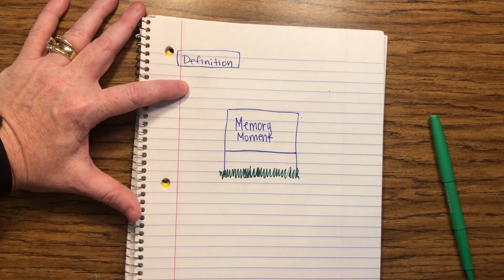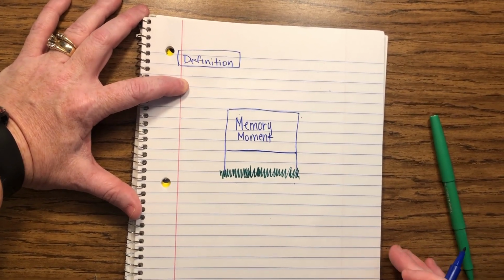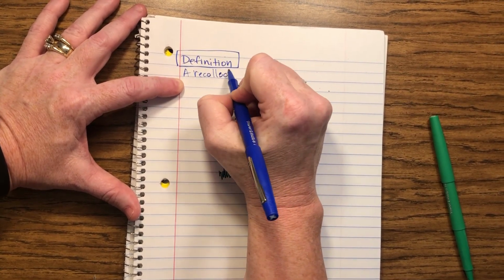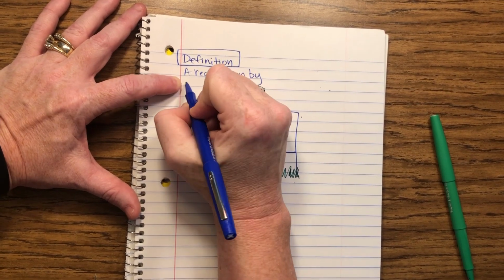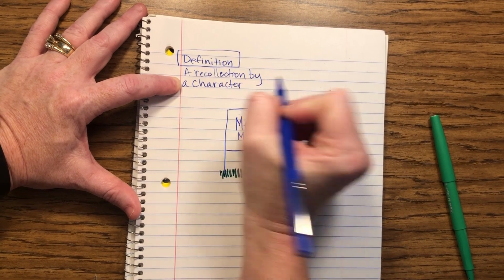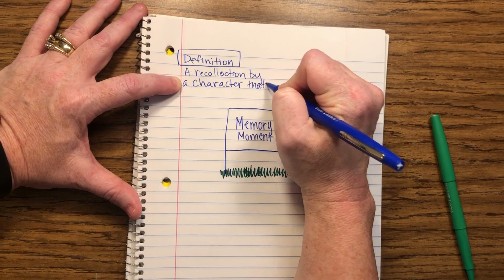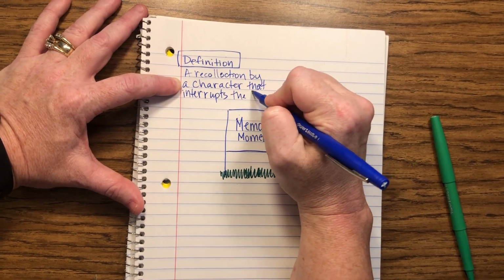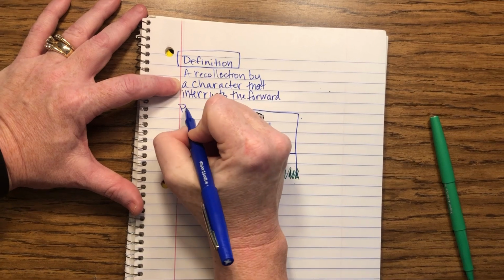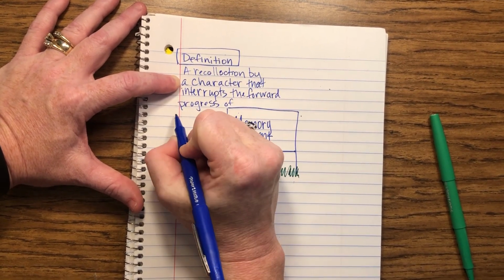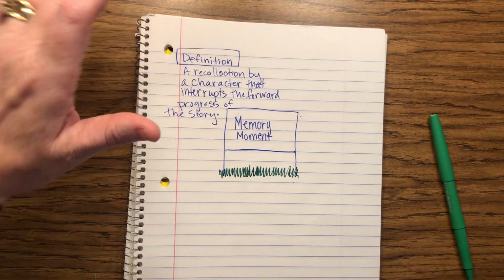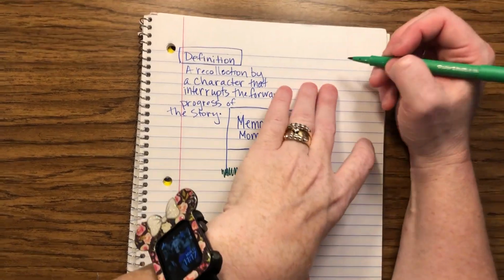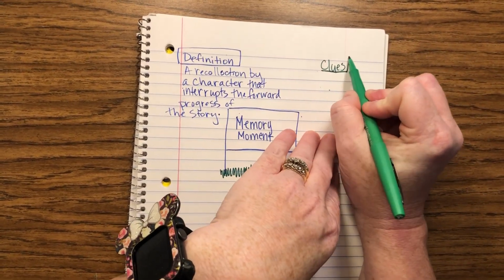The definition of a memory moment is a recollection by a character that interrupts the forward progress of the story. Okay, so the story's going to go forward, but the character's going to stop and kind of have a memory moment. All right, the clues that you are reading a memory moment.